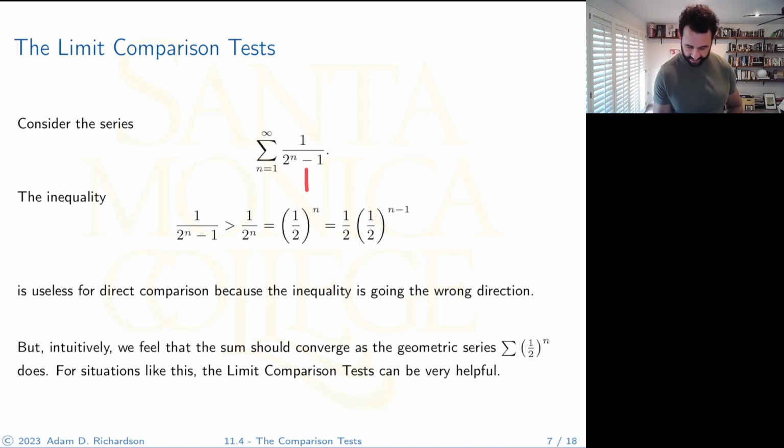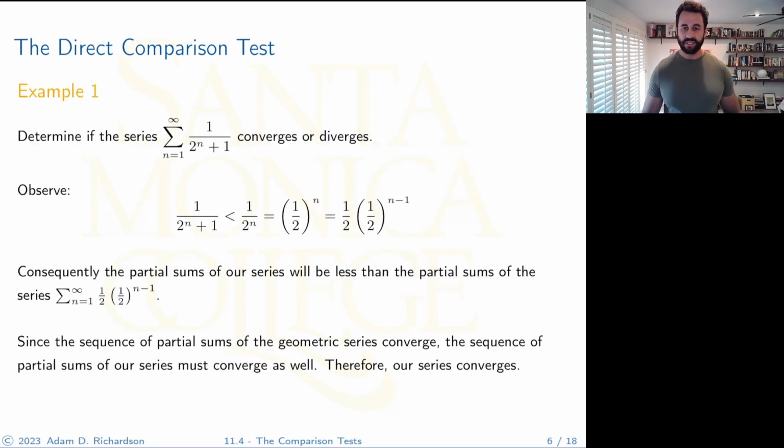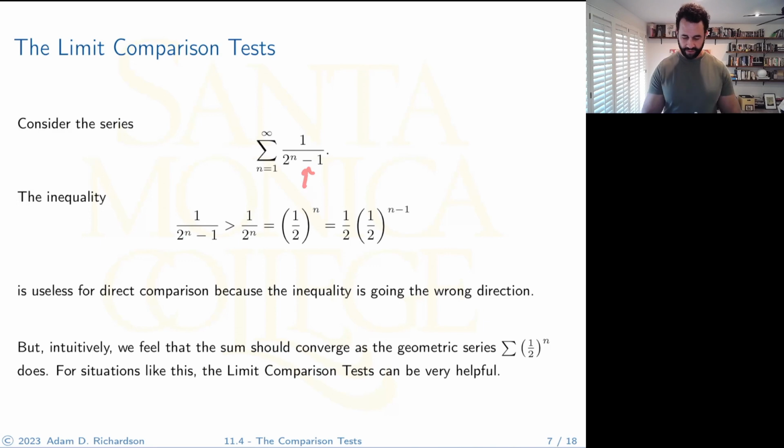And the big difference is this negative. The series we were looking at before had a positive here. It was 2n plus 1. Now it's 2n minus 1. And the reason that that's a little bit of a problem is because 1 over 2 to the n minus 1 is bigger than 1 over 2 to the n, right? Because this is going to be a smaller denominator. So you're going to get a bigger number.